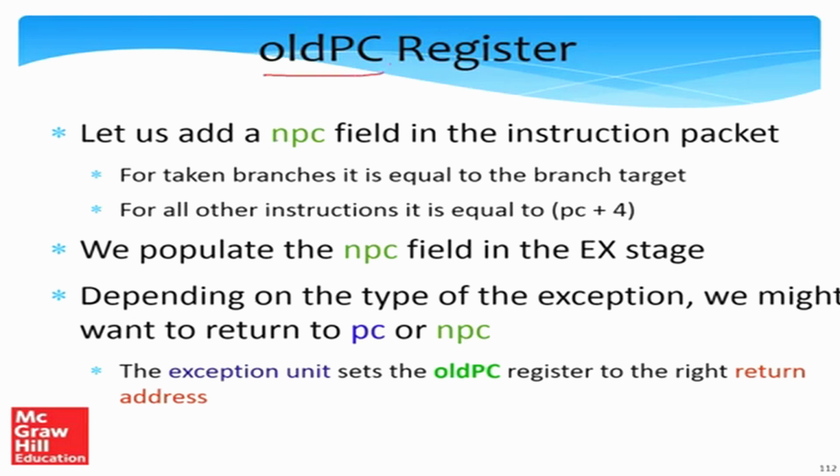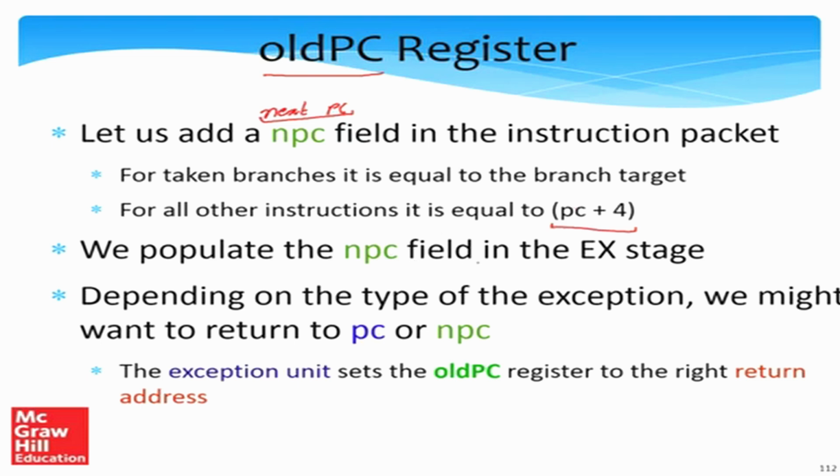So let us add an NPC. NPC is the next PC field in the instruction packet. Recall that the instruction packet is basically a set of bits that travels along with the instruction in the pipeline. For taken branches, it will be equal to the branch target. For all other instructions, it will be equal to PC plus 4. Alright, so we will have this in the field. This will give us some benefits, but I'll talk about it slightly later.